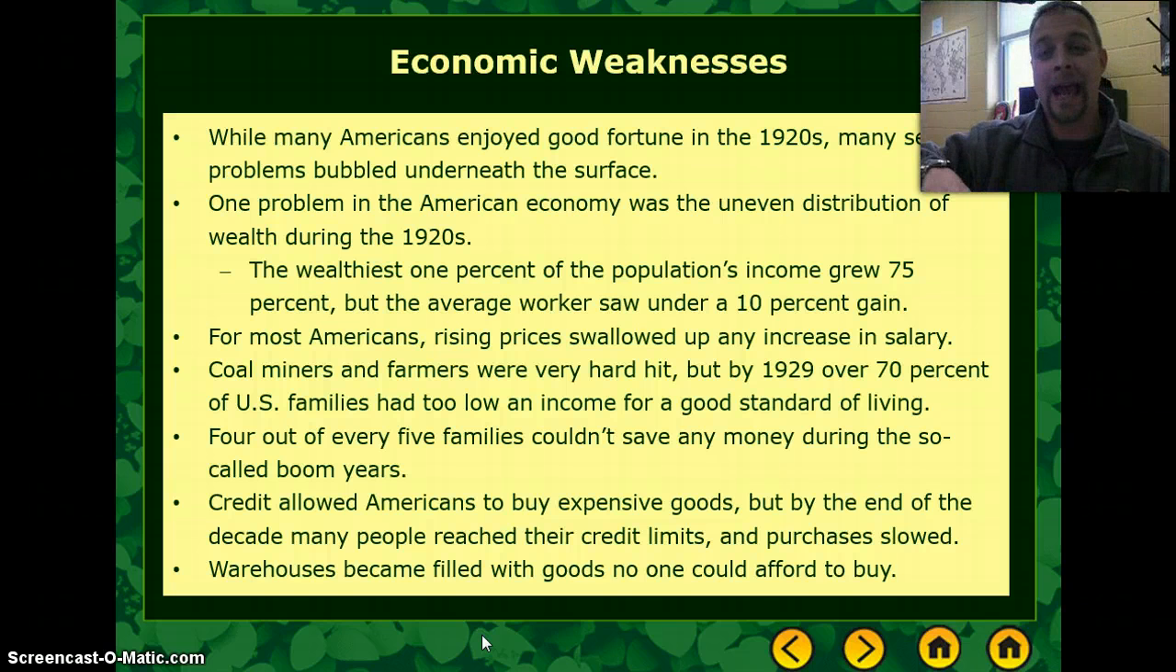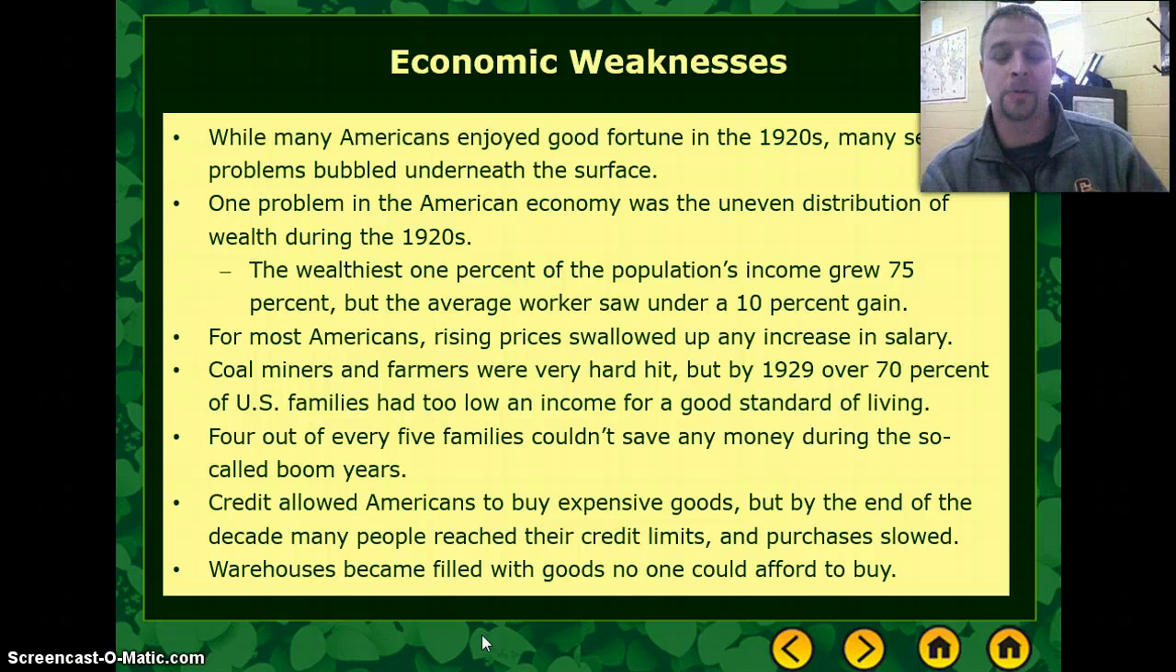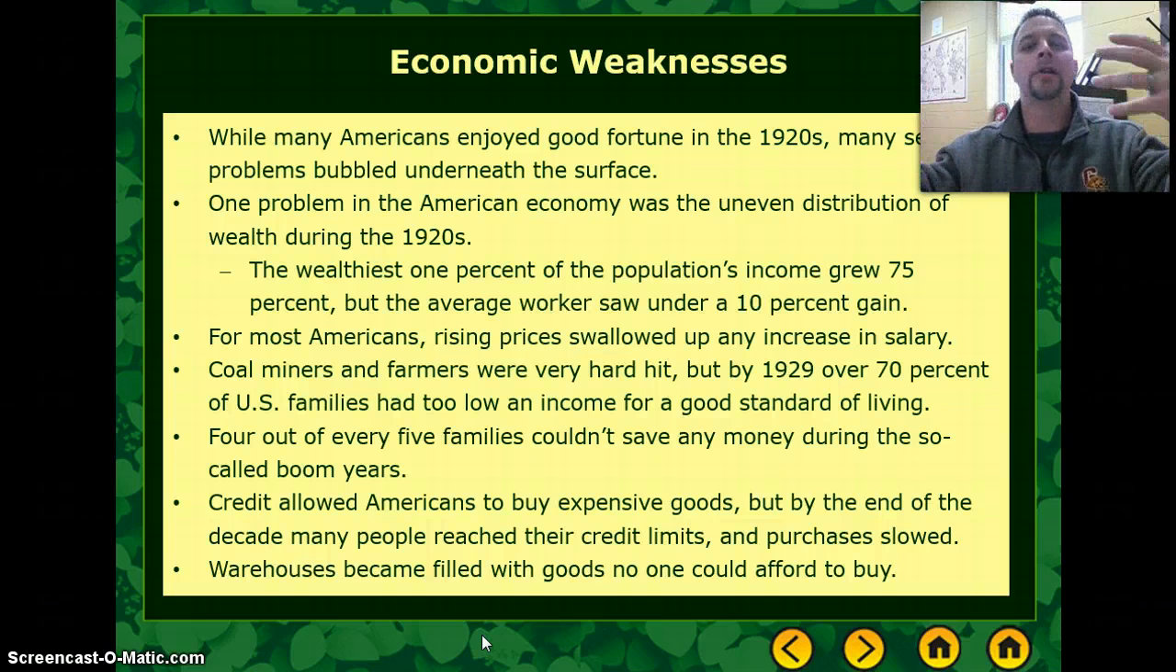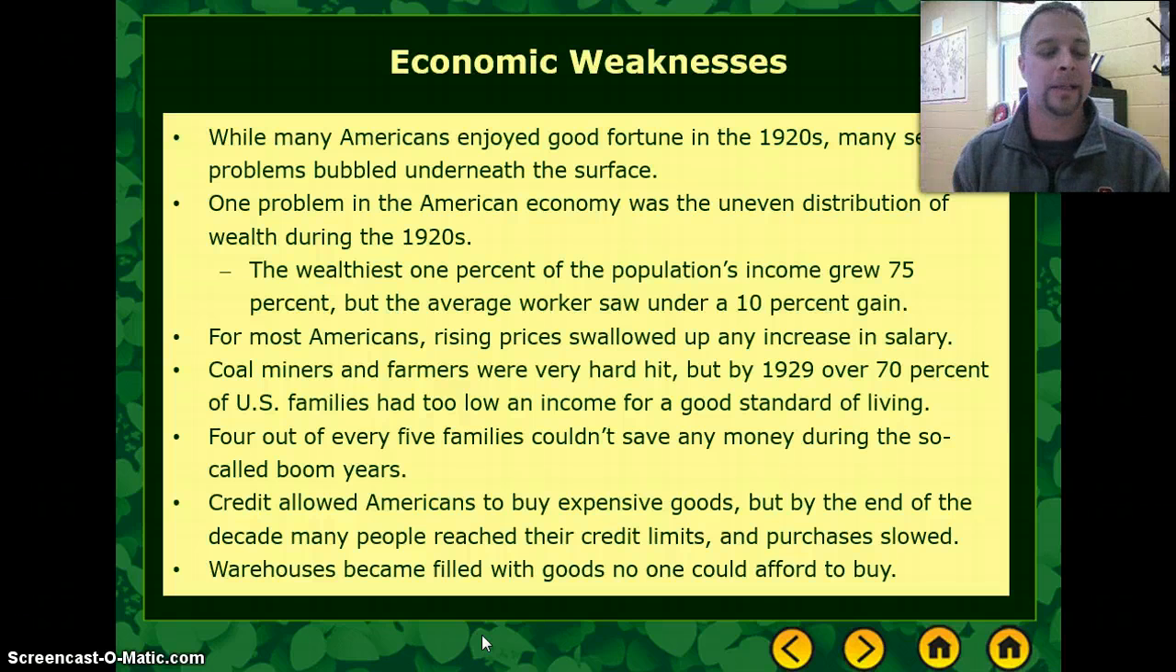And the advent of credit allowed Americans to buy expensive goods. But at the end of the decade, people had reached their credit limits. They had reached the limits of what they could afford to borrow and buy, and purchases slowed. But businesses kept pumping out all these new products as a result of mass production and the assembly line, and warehouses became filled with goods that no one could afford to buy.